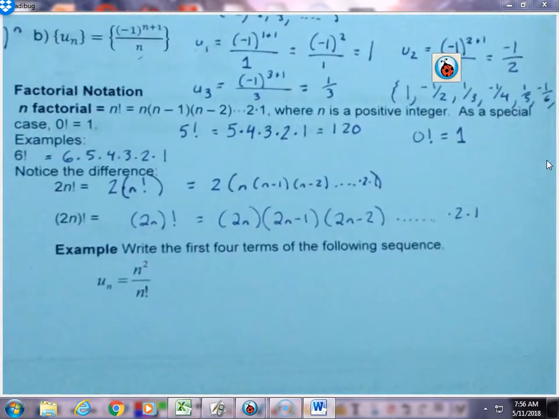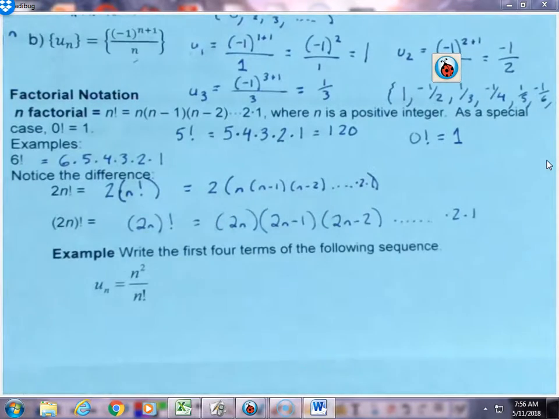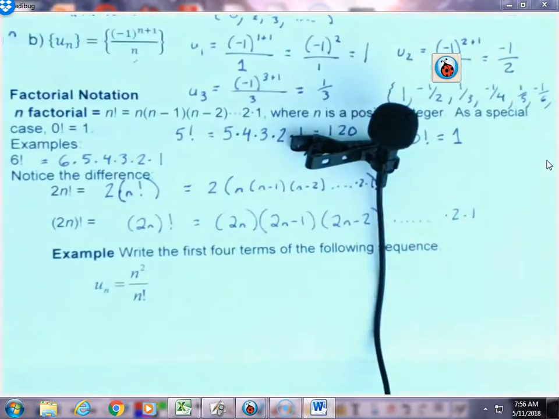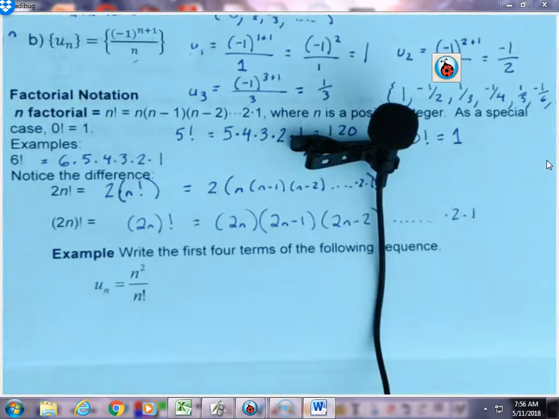Alright, well, this says that I want the first 4 terms, and I'm guessing that somebody else besides me can do the first 4 terms. I bet somebody could do the first, somebody could do the second, somebody could do the third, and somebody could do the fourth. All you gotta do is plug in 1, plug in 2. I leave the floor to you.